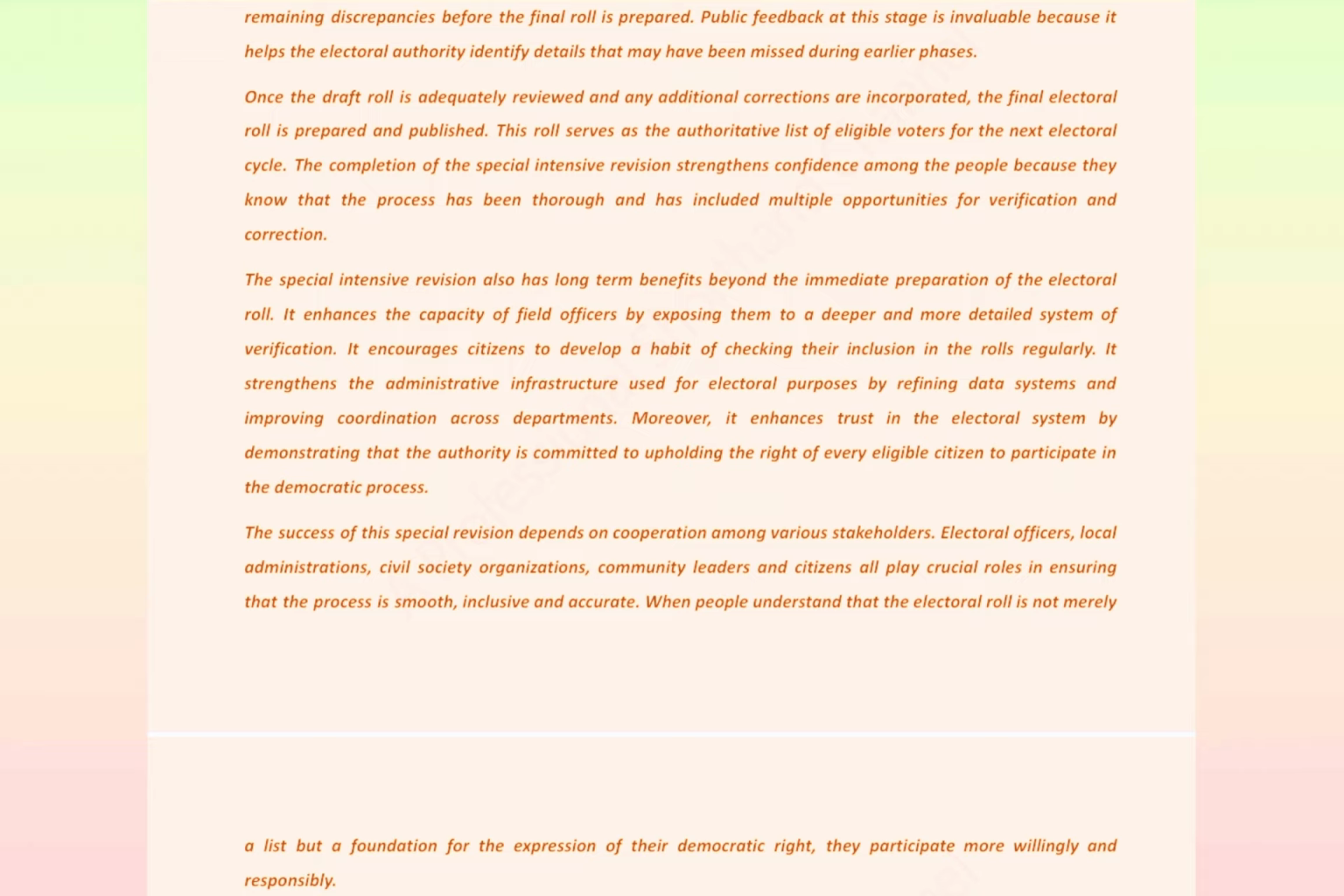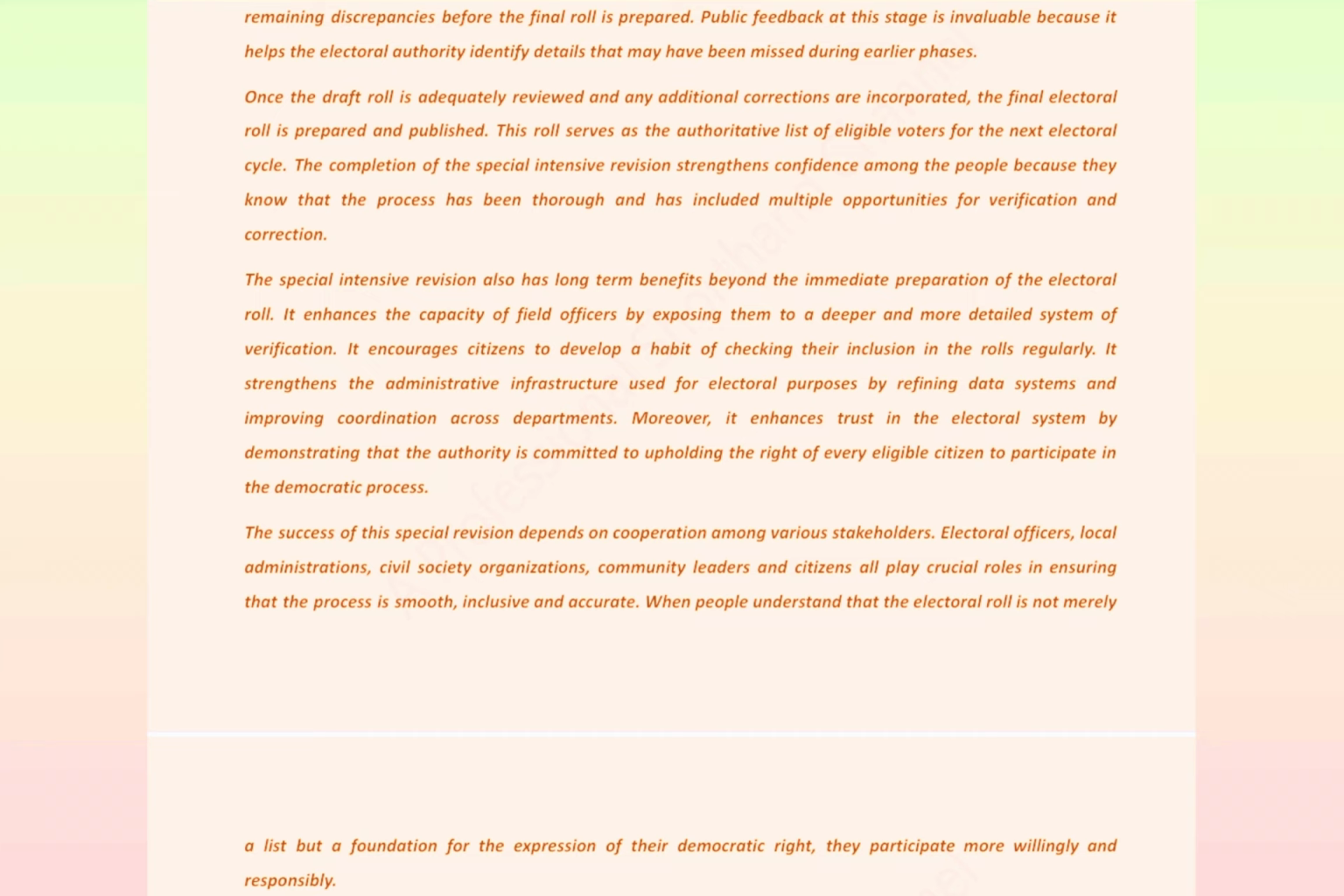Moreover, it enhances trust in the electoral system by demonstrating that the authority is committed to upholding the right of every eligible citizen to participate in the democratic process. The success of this special revision depends on cooperation among various stakeholders. Electoral officers, local administrations, civil society organizations, community leaders and citizens all play crucial roles in ensuring that the process is smooth, inclusive and accurate.